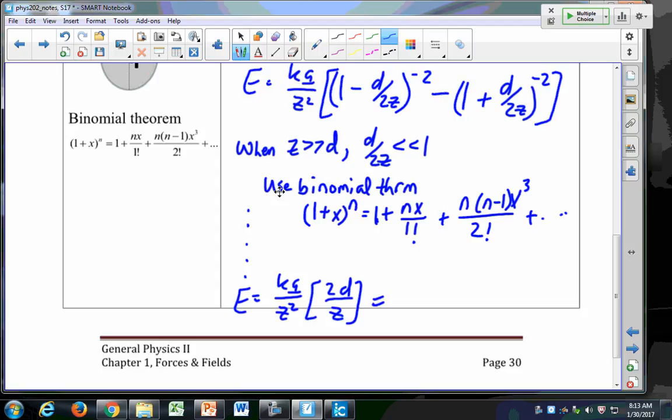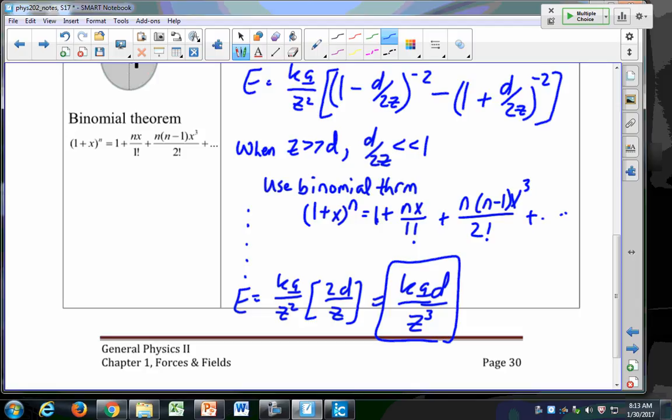And that's equal to KQD divided by Z cubed. All right, so that's the expression for an electric field due to a dipole when I'm looking at some point above that dipole.